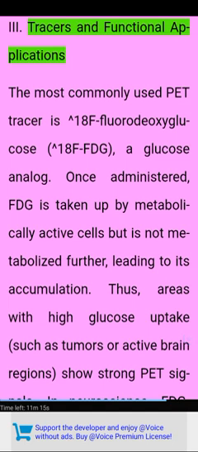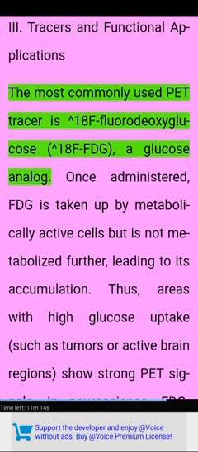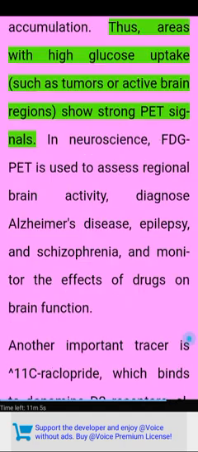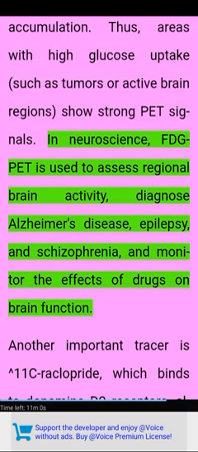3. Tracers and functional applications. The most commonly used PET tracer is 18F-fluorodeoxyglucose, 18F-FDG, a glucose analog. Once administered, FDG is taken up by metabolically active cells but is not metabolized further, leading to its accumulation. Thus, areas with high glucose uptake, such as tumors or active brain regions, show strong PET signals. In neuroscience, FDG PET is used to assess regional brain activity, diagnose Alzheimer's disease, epilepsy, and schizophrenia, and monitor the effects of drugs on brain function.